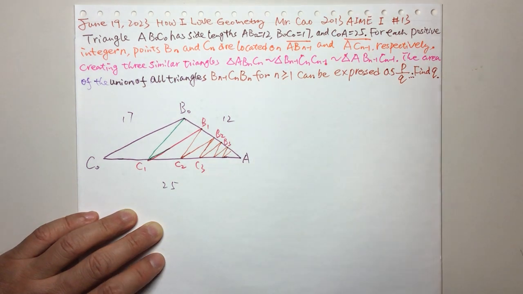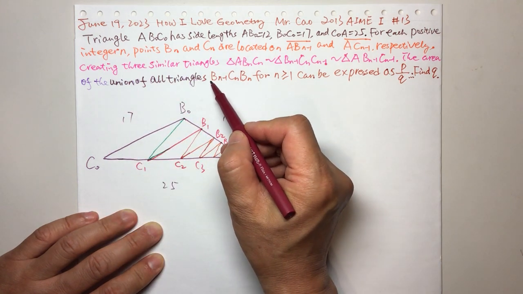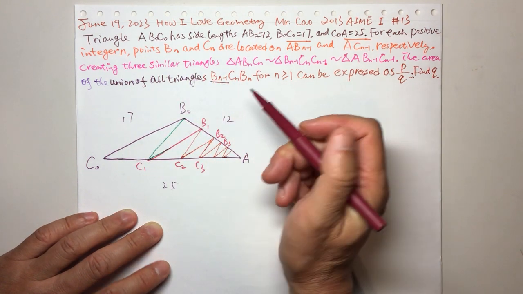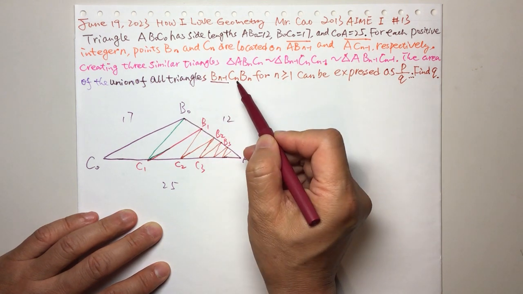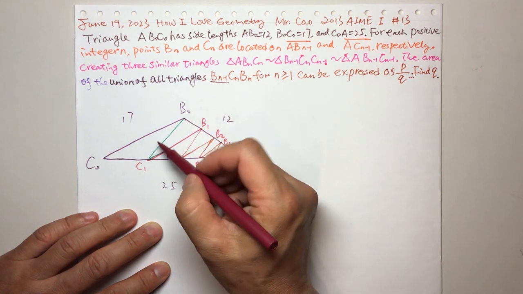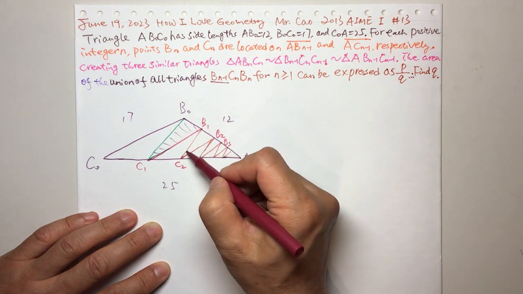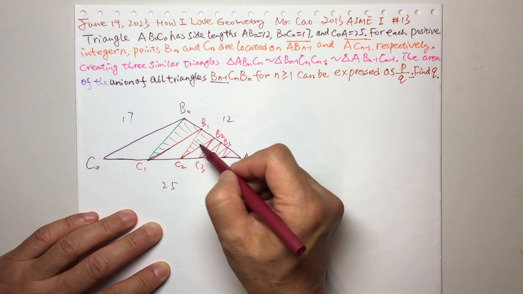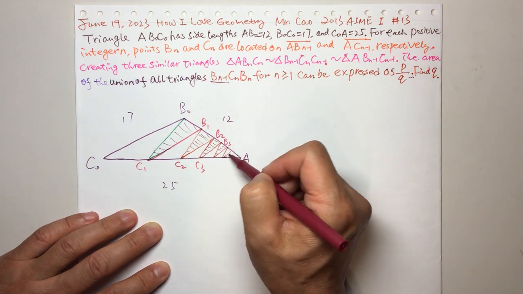And it lets us find the area of the union of all triangles. Here the first one is B0C1B1, this one, and this one, and this one, right? And forever.